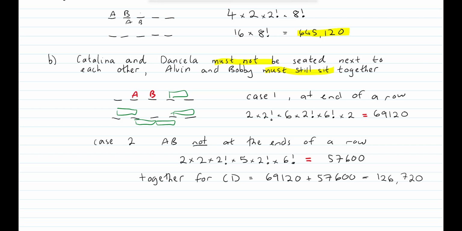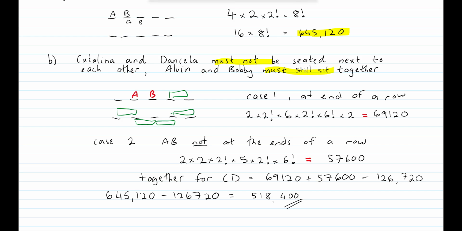be the total number of ways that can be arranged with A and B together. So that's 645,120, and then subtract the ways that C and D can be together, which is 126,720. And that is going to be equal to 518,400. Okay, so that is the first method.